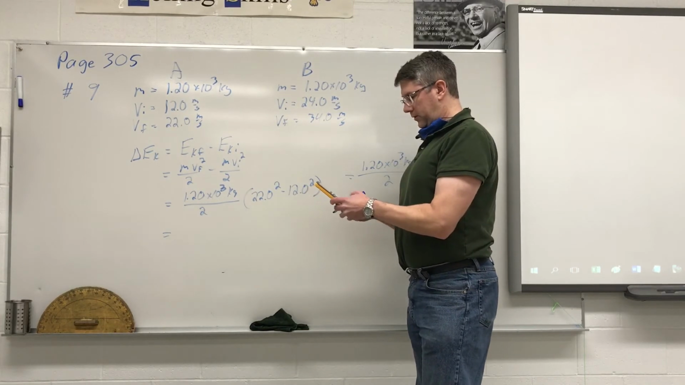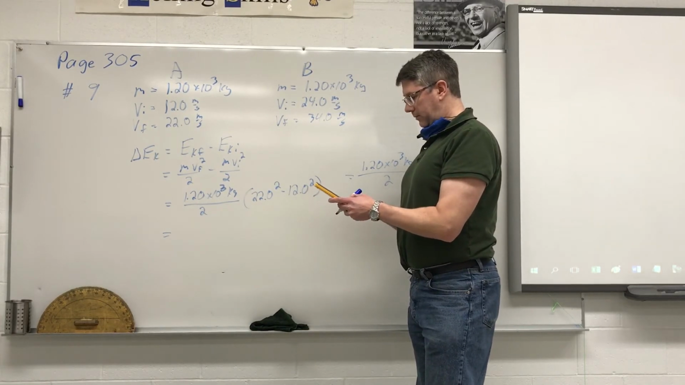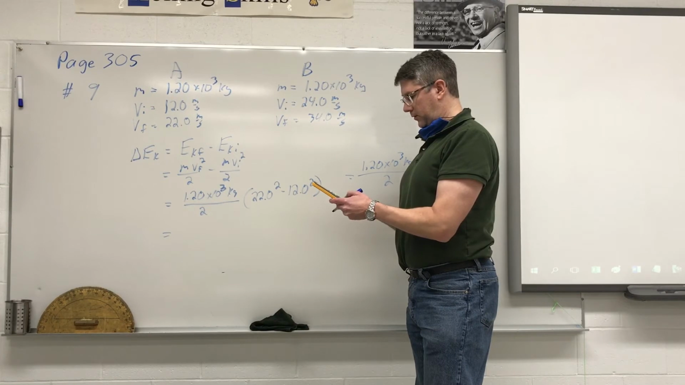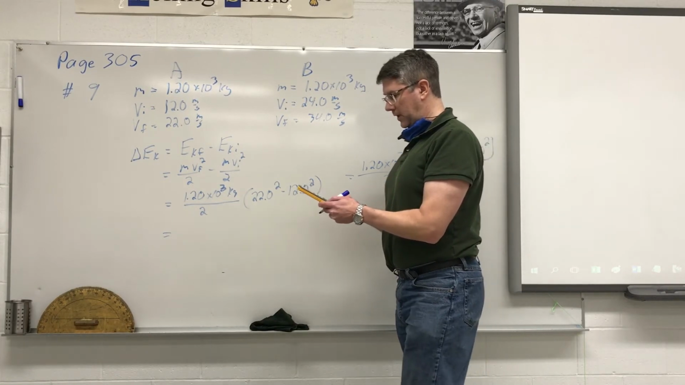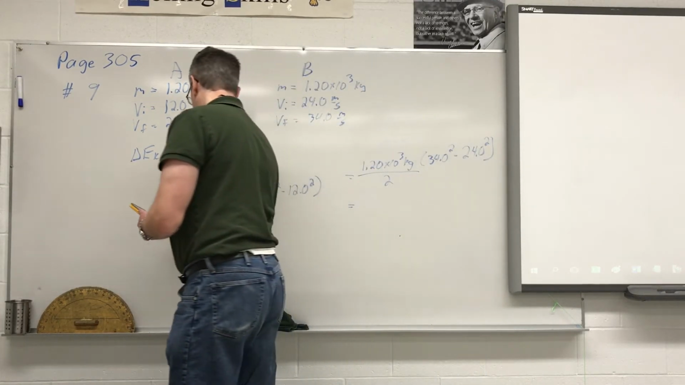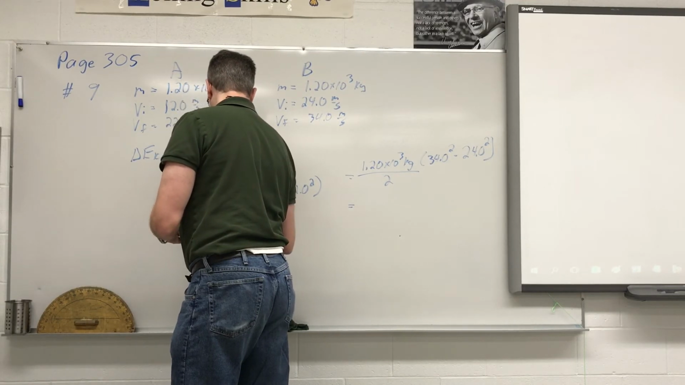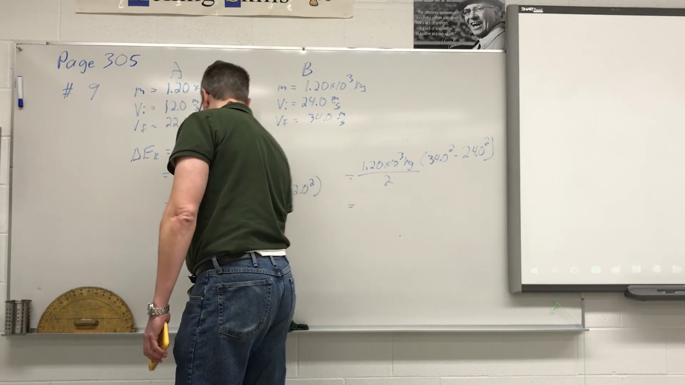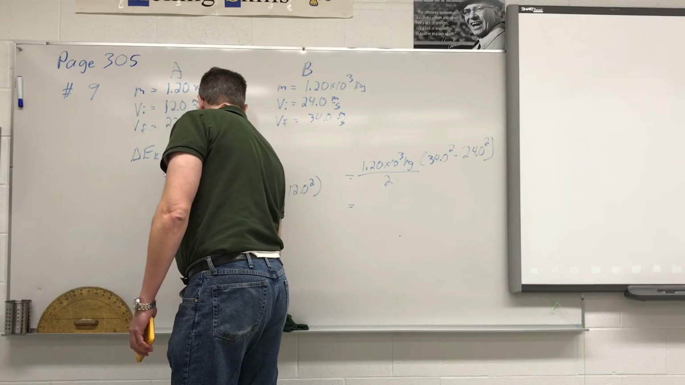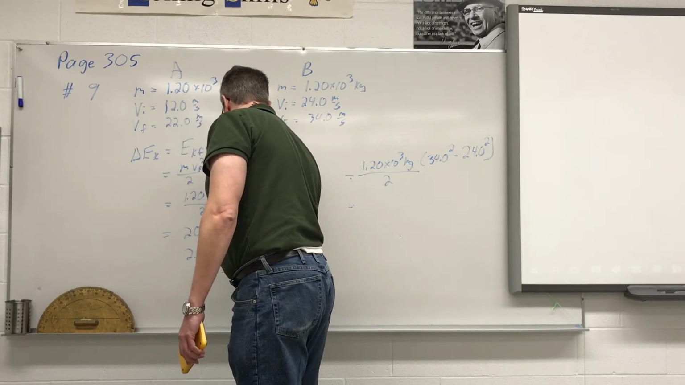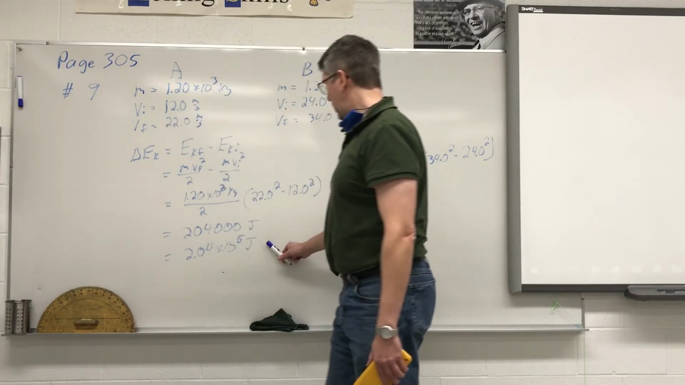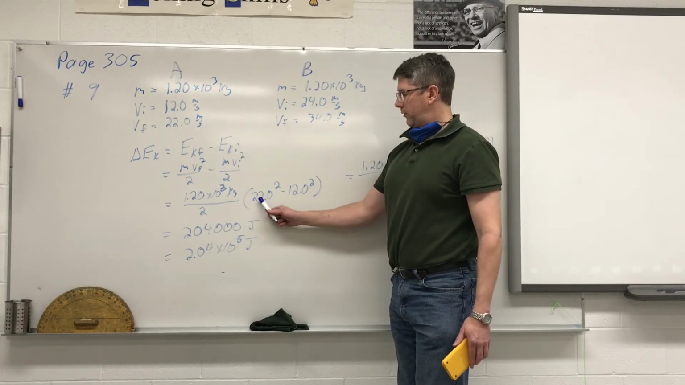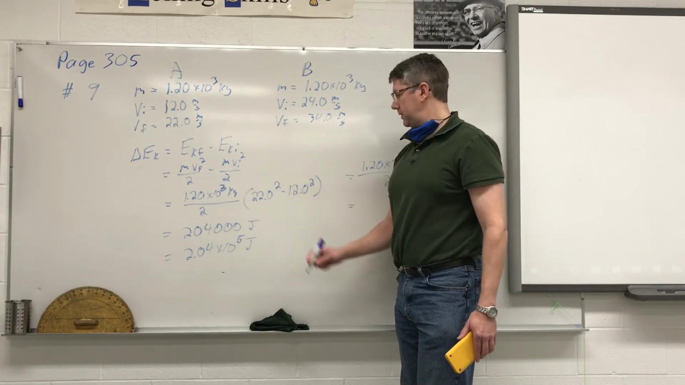So 1.2 times 10 to the power 3 divided by 2 times brackets 22 squared minus 12 squared gives me a value of 204,000 joules. That would be 2.04 times 10 to the power of 5 joules is the change in kinetic energy going from 12 to 22 meters per second.